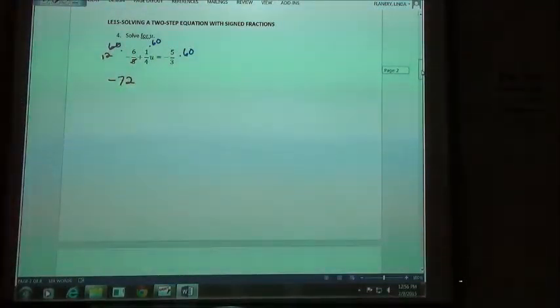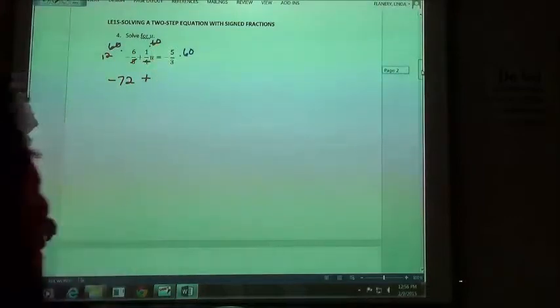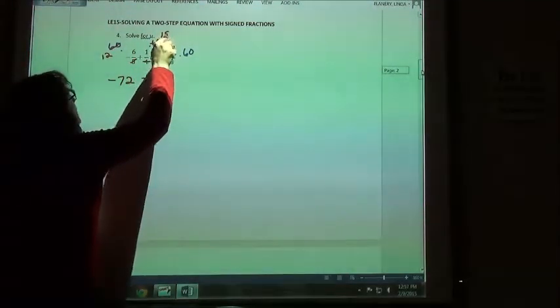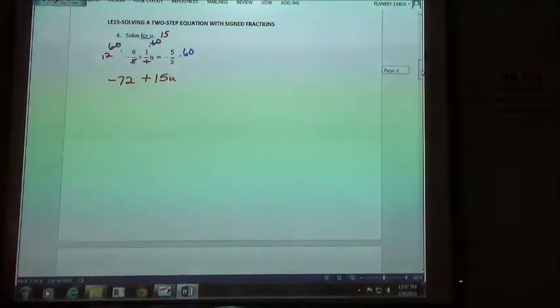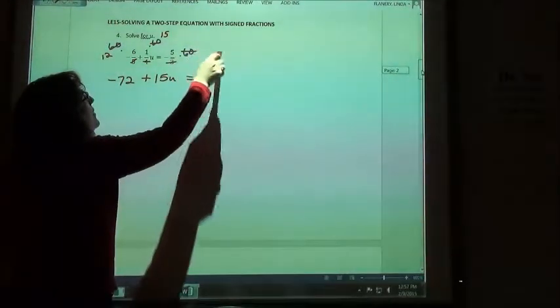The same thing would happen if you grabbed your calculator and put 60 times negative 6/5. If you do that, you should get a whole number, negative 72. Plus, 4 goes into 60 how many times? 15 times. 15 times 1u gives me 15u. Or if you took 1/4 times 60, you get 15. Equals. 3 goes into 60.